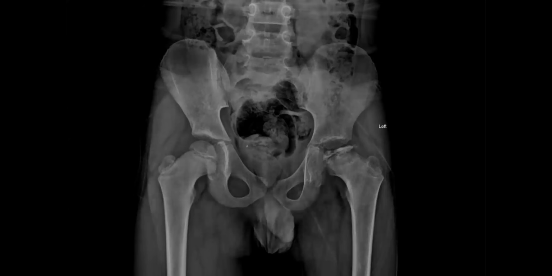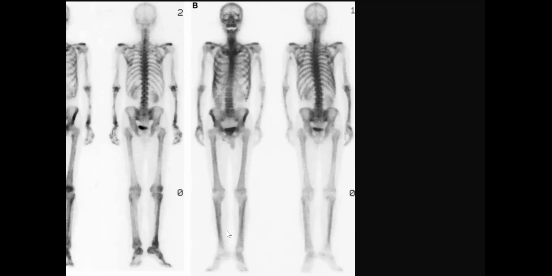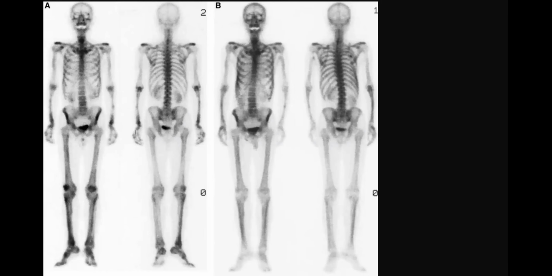Okay, very good. Okay, this is the first group. Now the second group, a 70 years old male. So this is anterior and posterior projection of whole body scan of the skeleton.